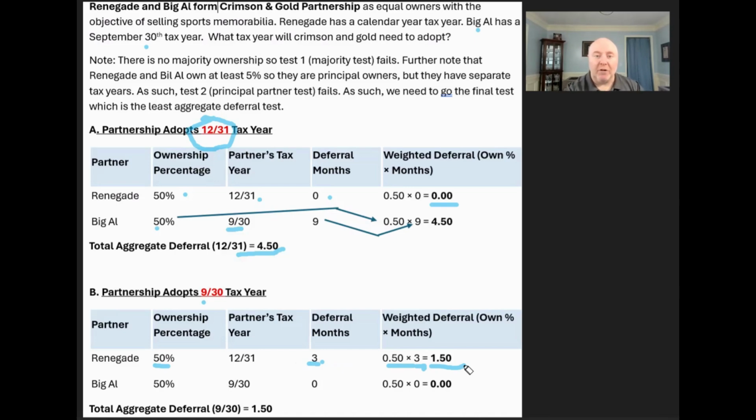All right, now we have to say, okay, if we adopted the September 30th, how much deferral does Big Al have? Well, that's going to be zero, because if we adopt the September 30th, that is Big Al's tax year.